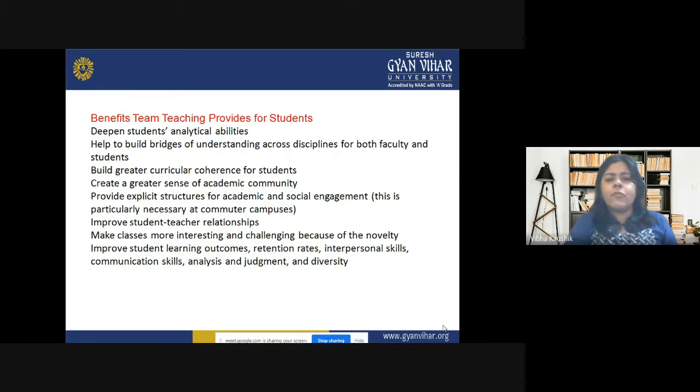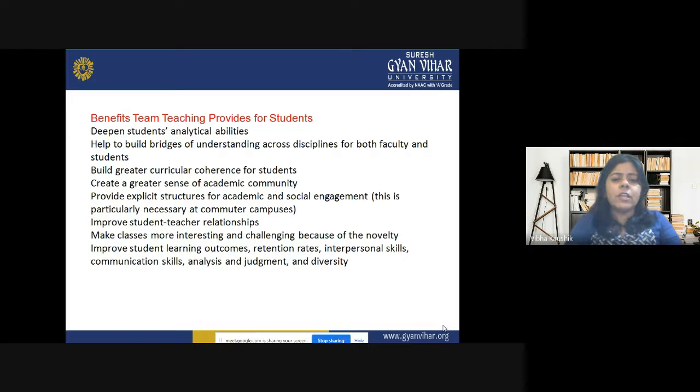Benefits team teaching provides for students. Deepen students' analytic abilities. It will develop the students' analytical abilities. Help to build bridges of understanding across disciplines for both faculty and students. Build greater curricular coherence for students, create a greater sense of academic community, provide explicit structure for academic and social engagement.